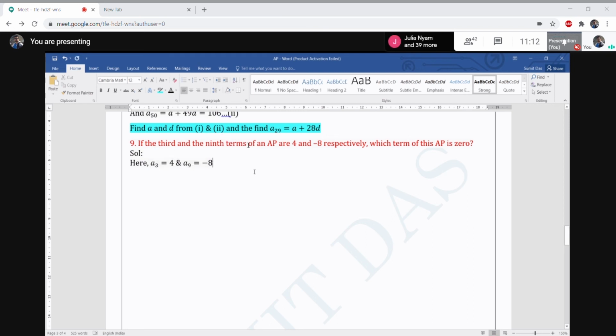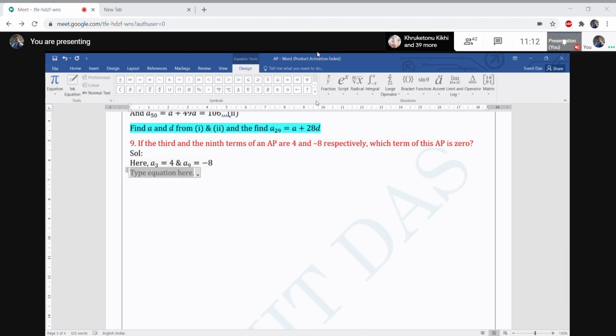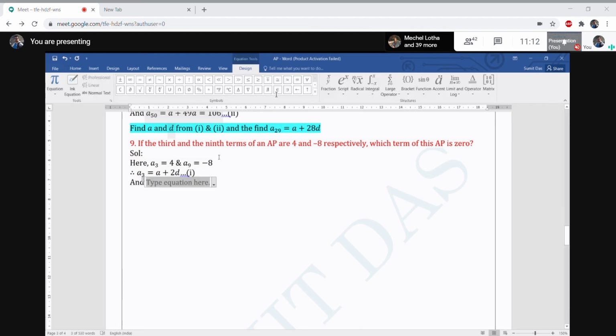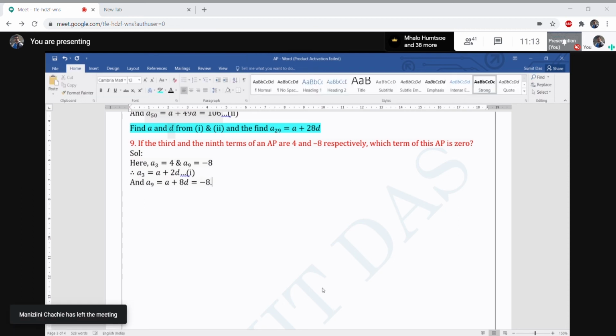So here also, as per the question, same as before. A3 is equal to what? We can write A plus 2D. Mark this one number 1. And A9 means A plus 8D, which is equal to minus 8. Mark this one number 2.